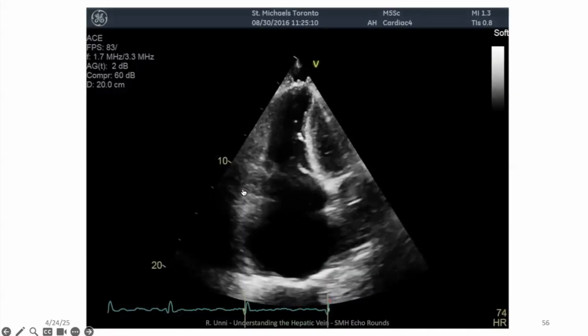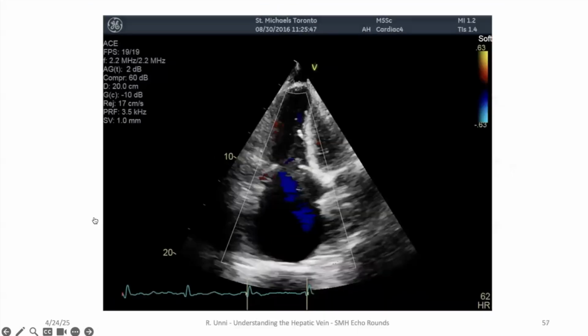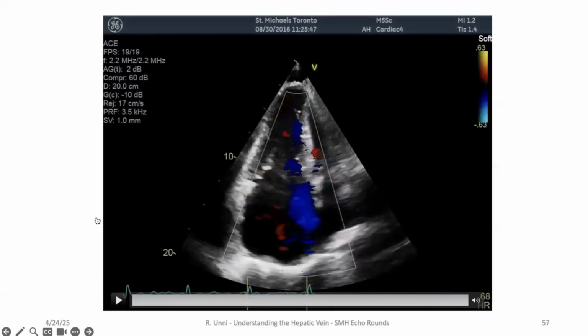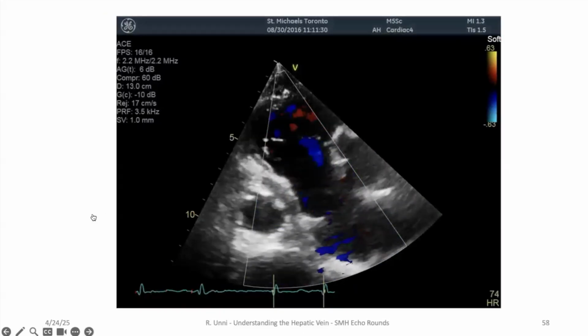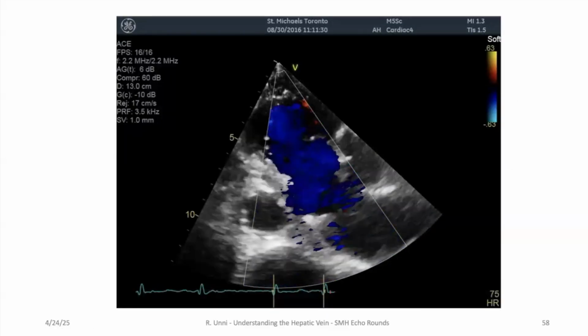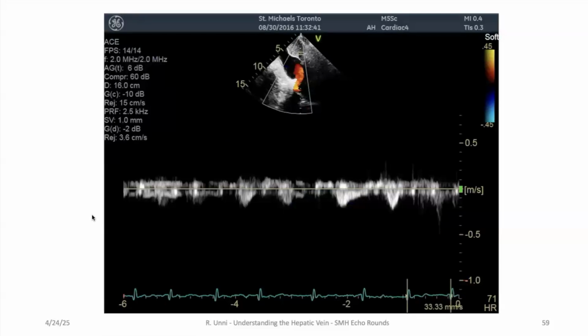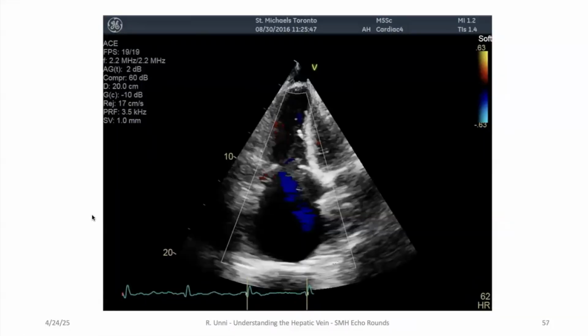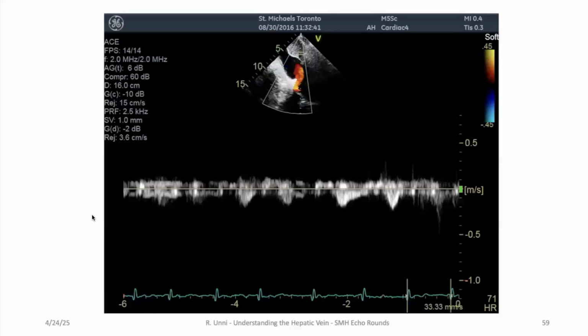So here's a case. You can see a very, very big right atrium. If we apply color, we can definitely see there is a significant amount of regurgitation. Here's your RV inflow, no question about it. Lots and lots of TR. And what do you get when you pulse the hepatic vein? Not very impressive. And so by looking at this, it would be incorrect to say, I don't think it's significant because there's no reversal. You have to think, oh, wow, that is a really, really big right atrium. That's probably hiding some of those pressure changes.